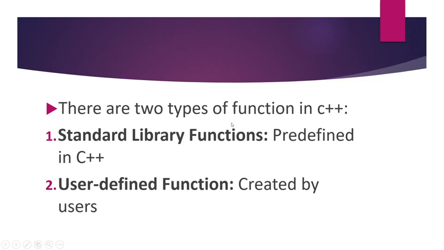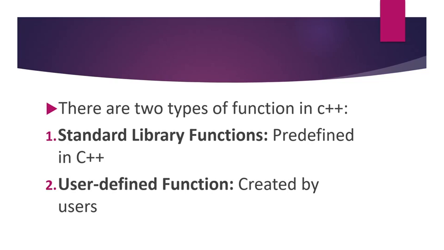So there are two types of function in C++: standard library functions and user defined functions. Standard library functions are also called built-in functions. As the name suggests, we need not declare and define these functions, as they are already written in the C++ libraries such as iostream, cmath, and etc. We can directly call them when we need.